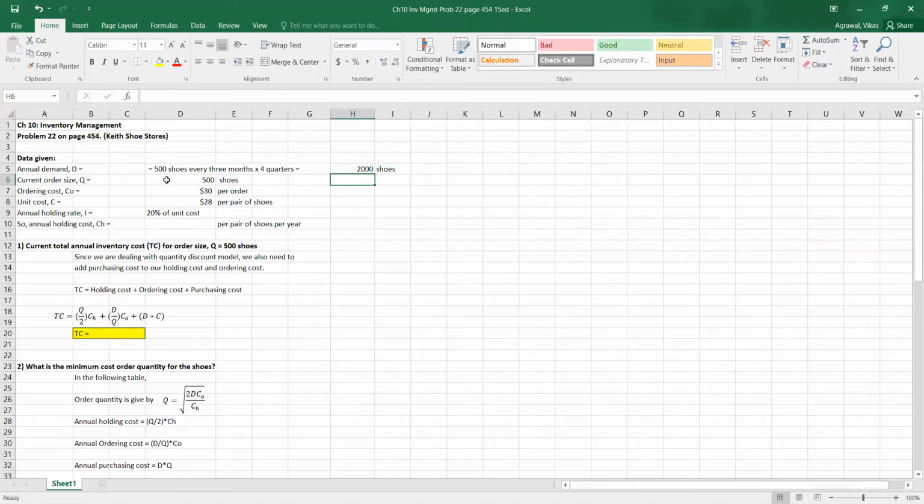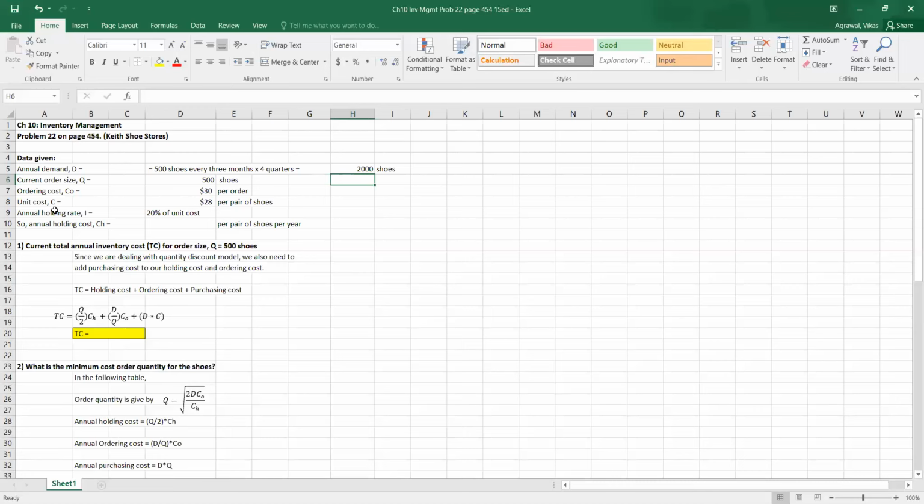Currently, they're using an order quantity of 500 shoes per order. That means if they're placing an order, they're placing an order of 500 shoes at a time. Ordering cost is $30 per order, which means if you place an order, it will cost you $30. Unit cost currently they're paying is $28 per pair of shoes. This is the purchasing cost. This is how much they are paying for each pair of the shoes.